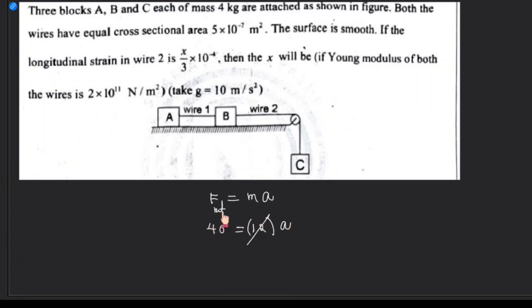If you cancel this 3 table, that will be nothing but 10/3, right? That A is equal to 10/3.